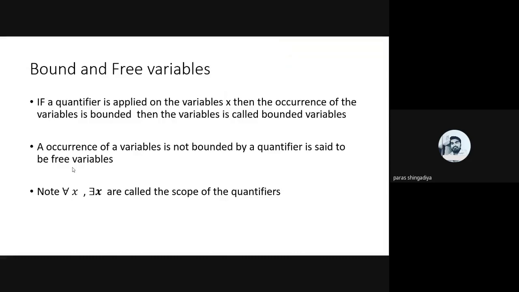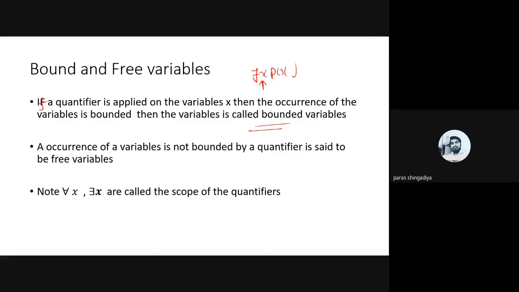And for any doubt, any query, we'll check in this lab session, otherwise in the next lecture. Okay, so the next topic of this unit is bound and free variable. So how can we check the bound and free variable for any compound predicate statement? Bound and free variable means if a quantifier is applied on variable x, then the occurrence of the variable is bounded and the variable is called the bounded variable. For example, there exists x P(x), so here x is applied to the P(x).